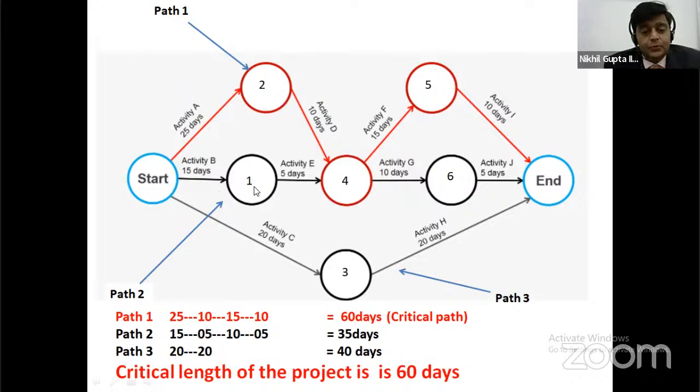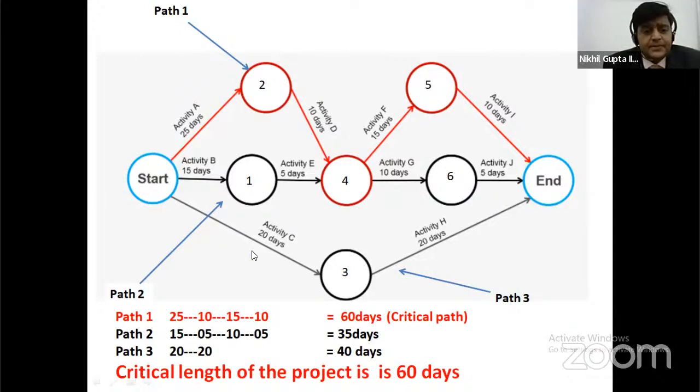This is the second route, or second path. Starting point, then B, E, G, J, and end. The durations are 15 days for activity B, 5 days for activity E, 10 days for activity G, and 5 days for activity J. The total duration of these activities is 35 days. 15 plus 5 plus 10 plus 5 is equal to 35 days.